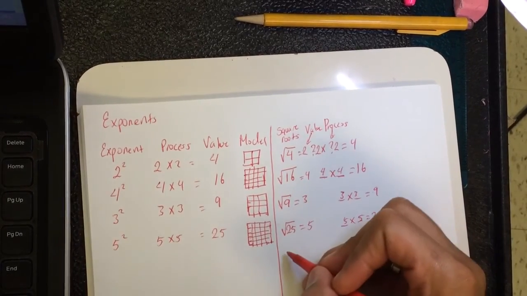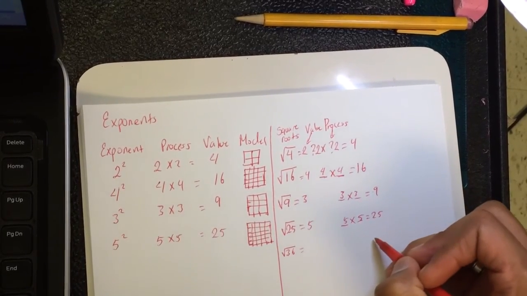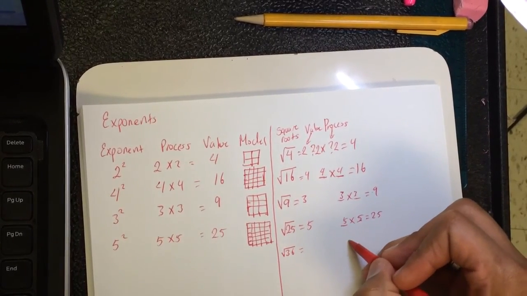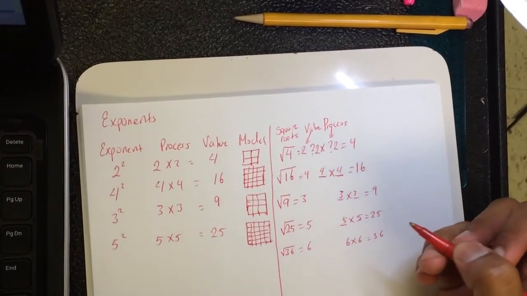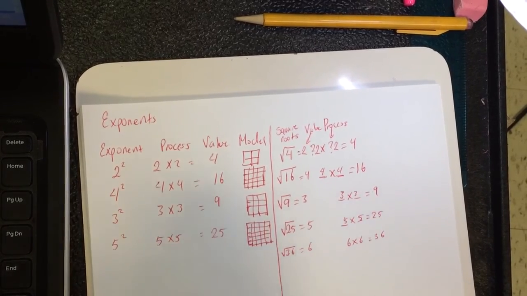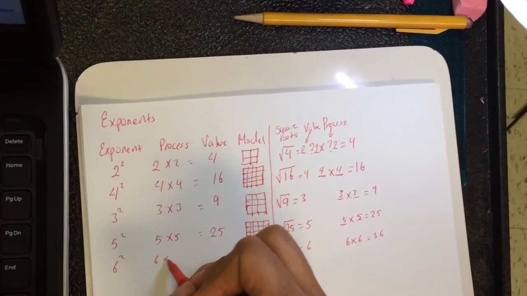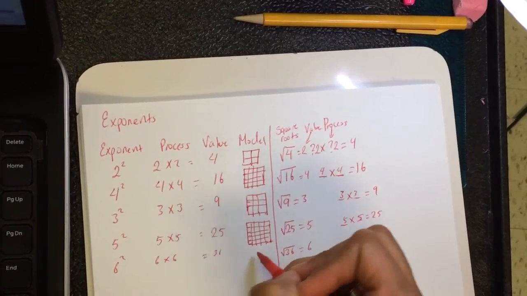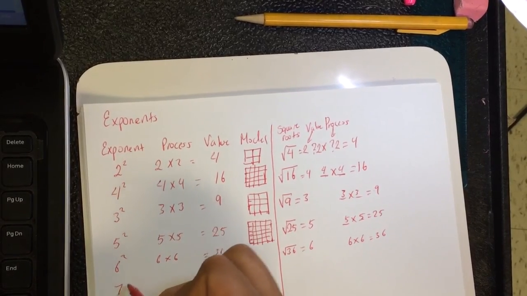What if I had 36? Too easy. 6 times 6 gives me 36. So the square root of 36 is 6. How about 144? No, I'm going to have you do it. So basically 6 squared is 6 times 6, 36. I want you to do it on your own. 7 squared.